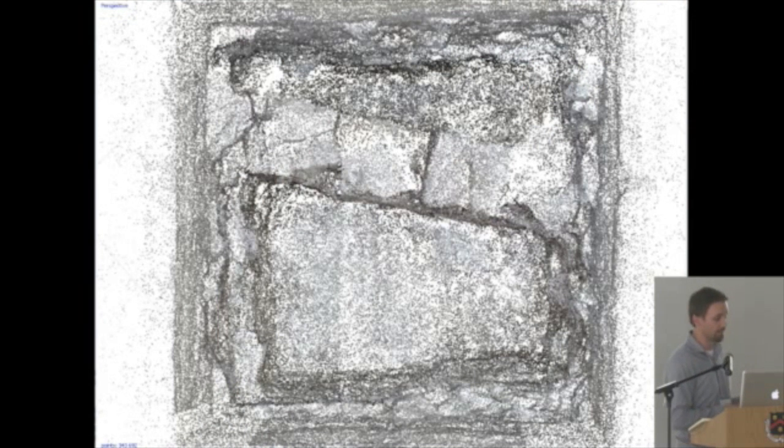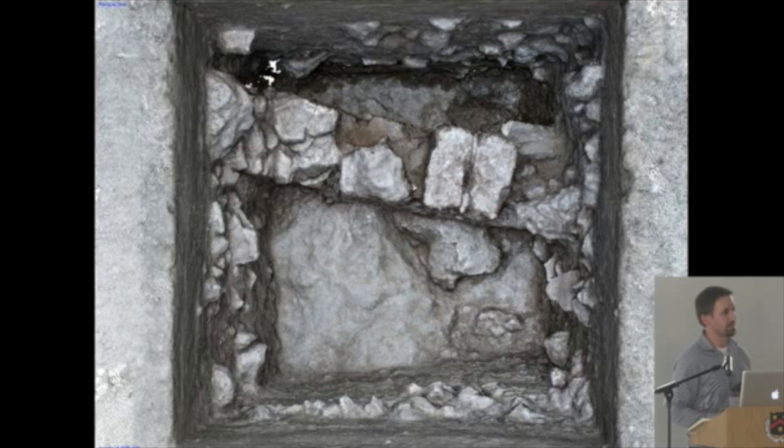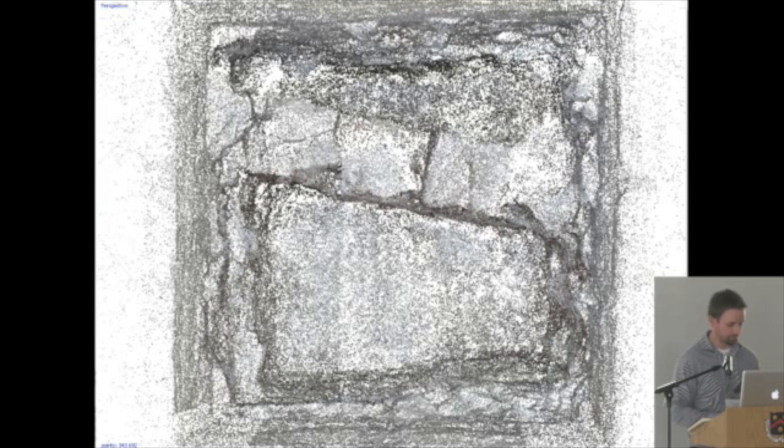That's your sparse point cloud, and there's your dense. Obviously, the difference between 300,000 points and 6.6 million.